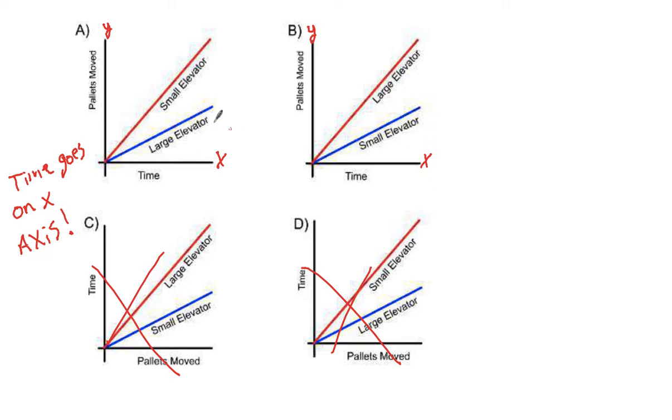So now, does it make sense if this is number of pallets moved? Does it make sense for the large elevator to be climbing at a slower rate than the small elevator, or does it make more sense for the large elevator to climb at a faster rate? Well, the large elevator moves more pallets per minute, and so you would expect that number of pallets to be going up faster. So it is B, the one that we're looking for.